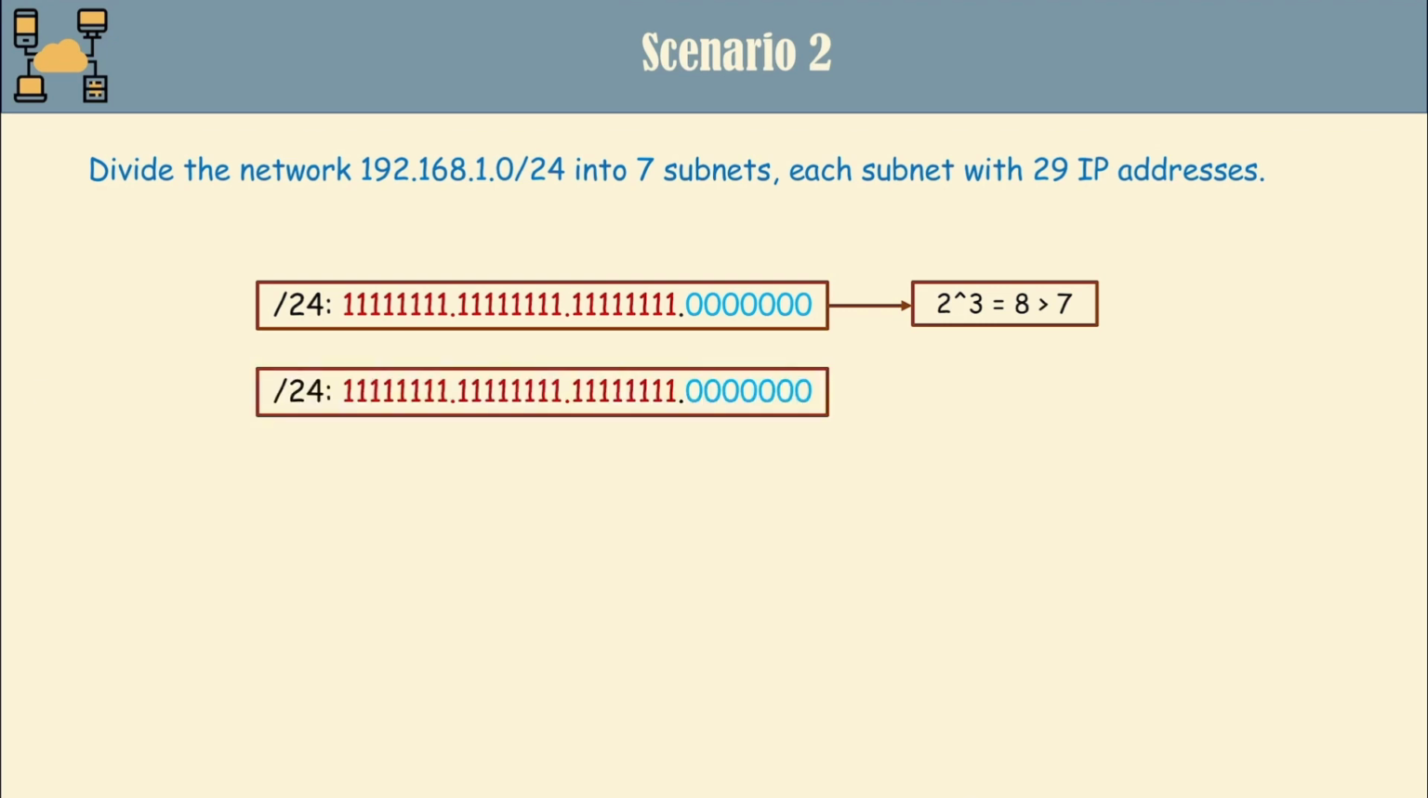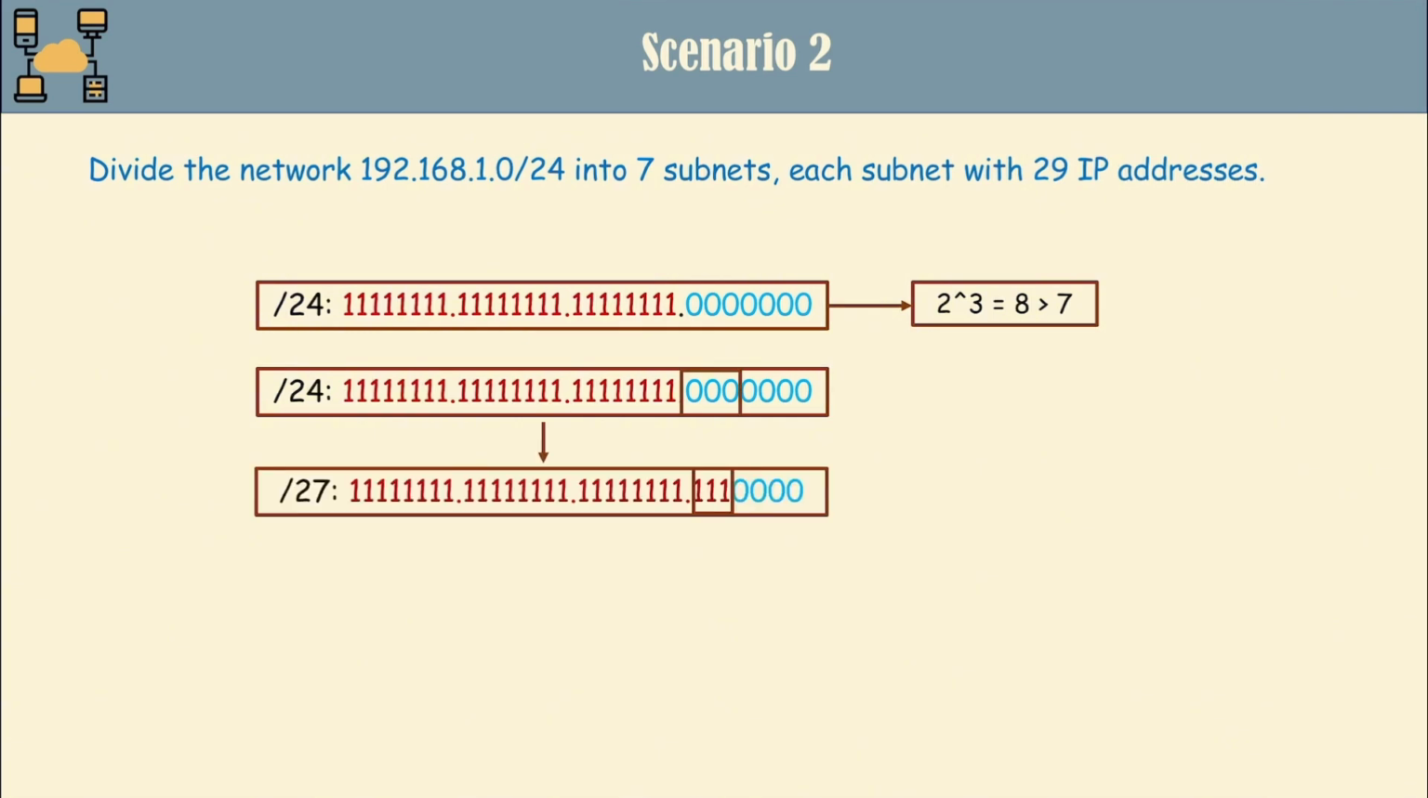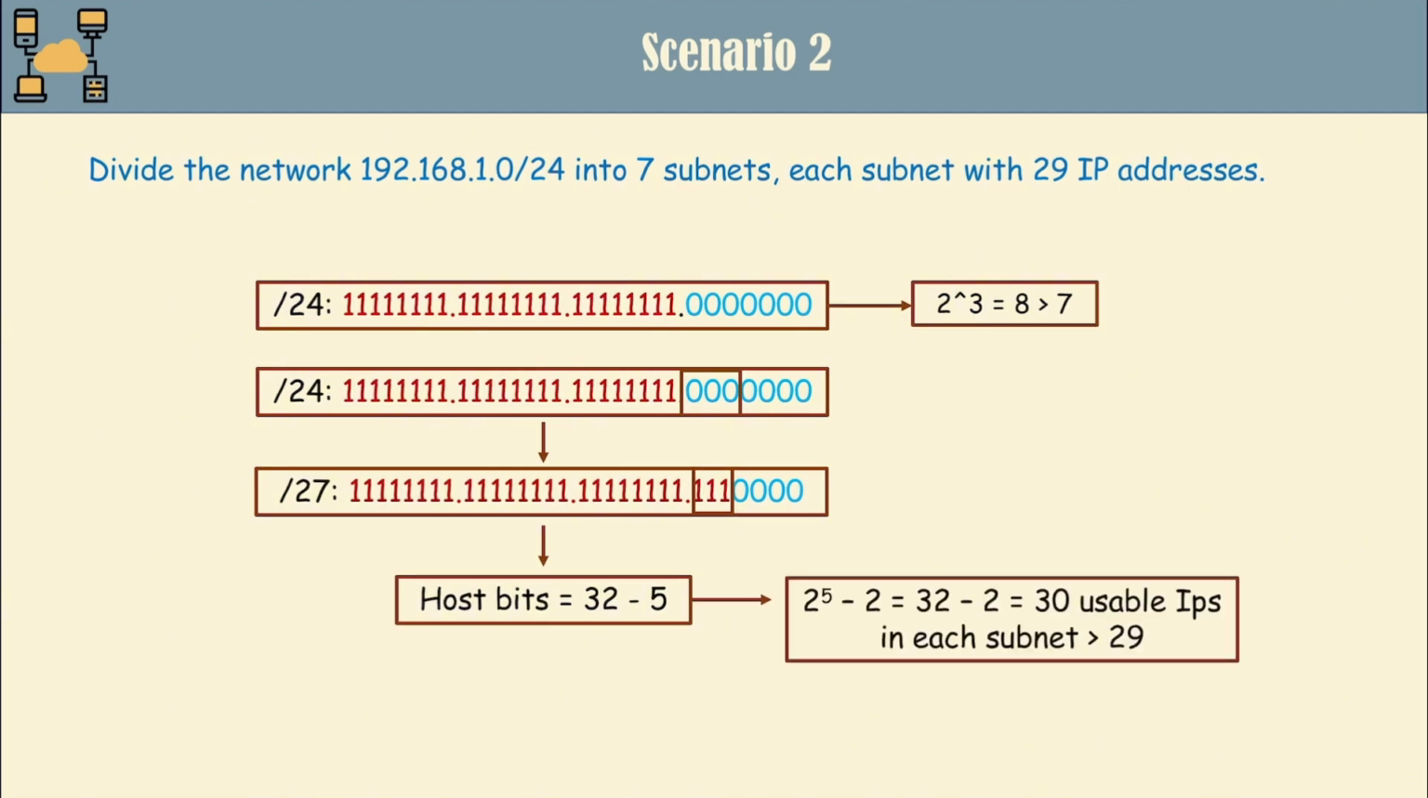Step 2. Determine the new subnet mask. With 3 borrowed bits, the new subnet mask will be /27, since 24 plus 3 is equal to 27. Step 3. Determine the number of IPs in each subnet. With a subnet mask of /27, we have 32 minus 27, which is 5 host bits. Therefore, there are 2 to the power of 5, which is 32, minus 2, which is 30 usable IPs in each subnet, excluding the network and broadcast addresses, which is greater than the 29 IP addresses required.